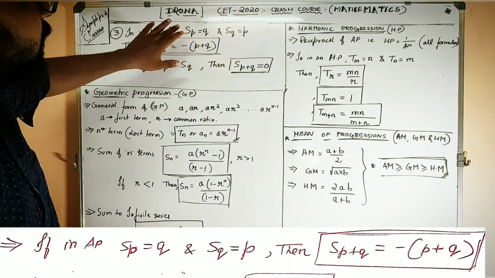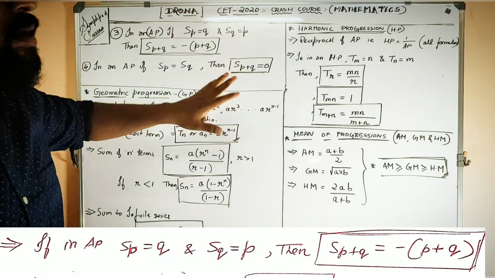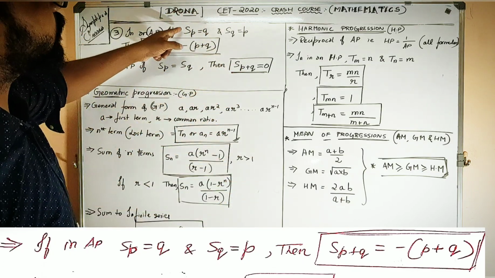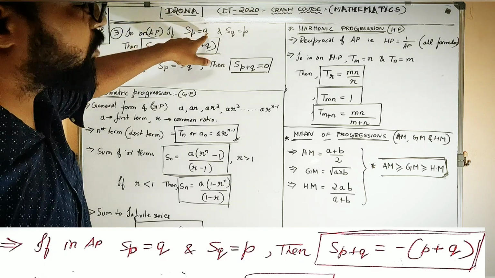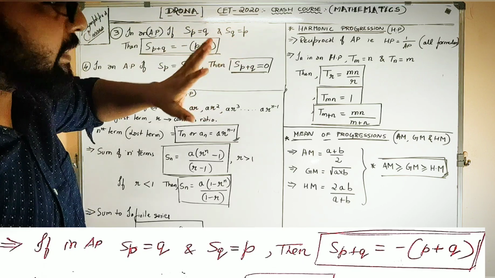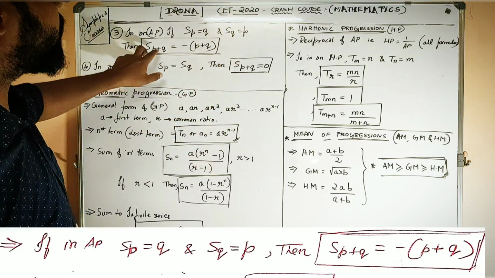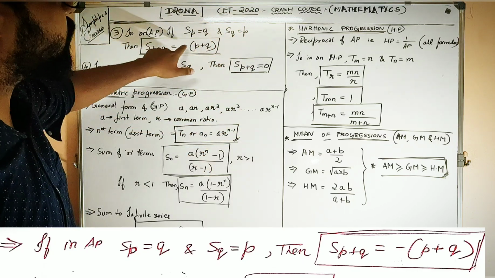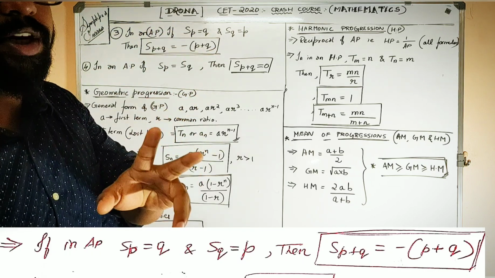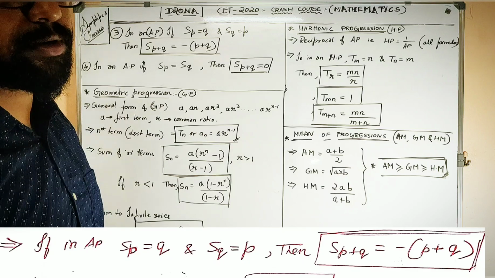Remember, whenever I am writing S, that means the sum. Whenever I am writing only T, that means it is the term itself. So now, if the sum of the pth term is equal to q, and the sum of the qth term is equal to p, then the sum of p plus q terms is always equal to minus (p plus q). Just add the positions and write a negative symbol before them.